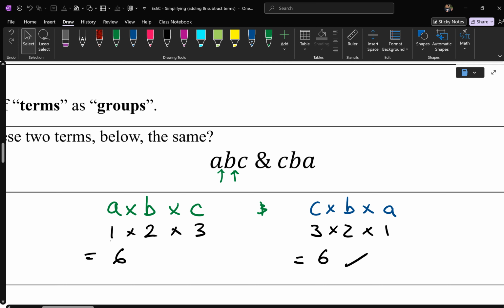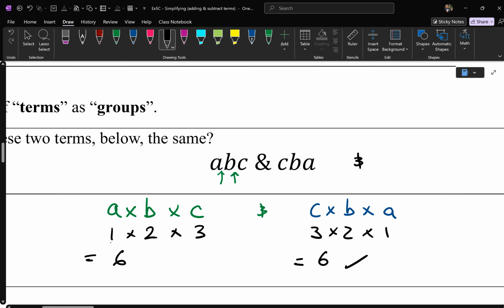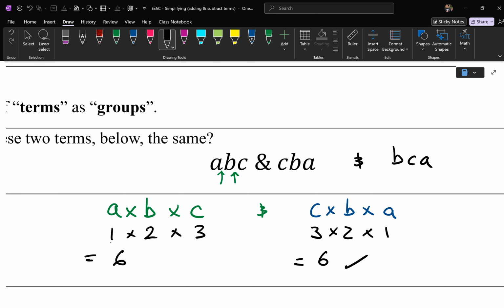What's another way can you write it? What's another way? Yeah, very good. You can write B, C, A. And it means exactly the same thing. Or back, yes. Or you can write B, A, C. They all mean the same thing because B times A times C or C times B times A, they're all going to equal.